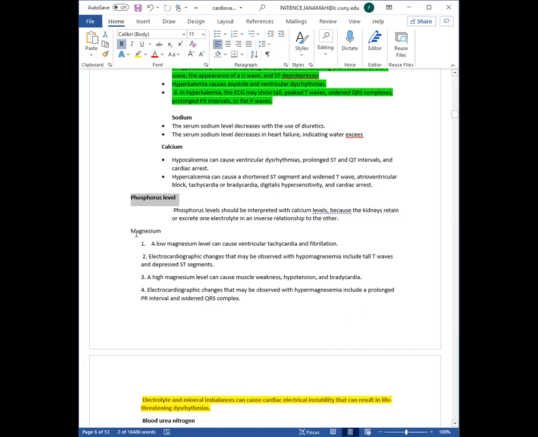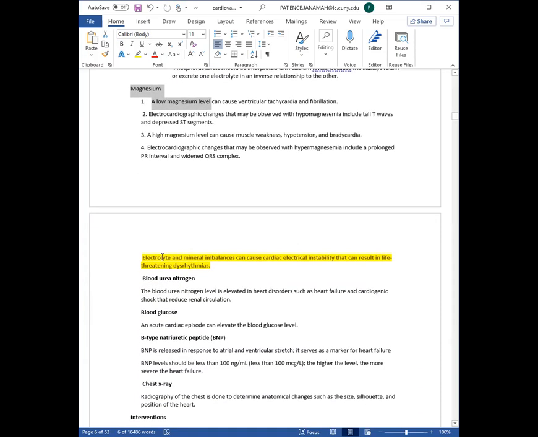So the next one is magnesium. Low magnesium will cause ventricular tachycardia and ventricular fibrillation, VFib. So low magnesium can also affect the heart. So it's part of the labs that have been captured.